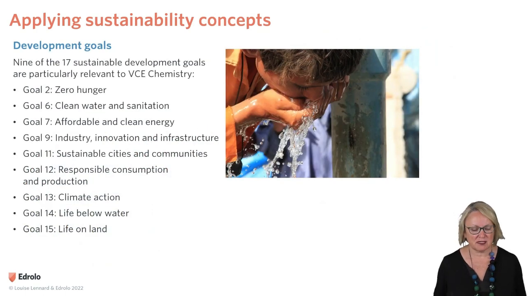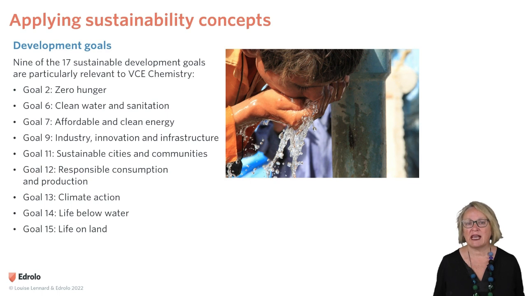The United Nations Development Goals, there are 17 of them, and 9 of them are relevant to VCE Chemistry. The second goal, which is aiming for zero hunger worldwide. Goal 6, having clean water and sanitation available to the 8 billion people on the earth. Goal 7, having affordable and clean energy. Goal 9, which is industry, innovation and infrastructure. Goal 11, sustainable cities and communities. Goal 12, responsible consumption and production of materials.